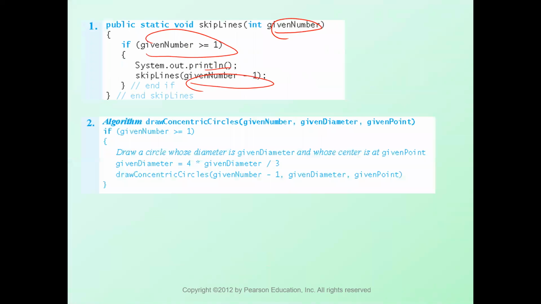Drawing a concentric circle is a little more like a graphics problem, but you draw a circle and then you change the circle so it's like 4/3 bigger, and then you call it again. And this tells you how many times you're going to do it, and you keep doing that as long as you have a value that's bigger than 1.